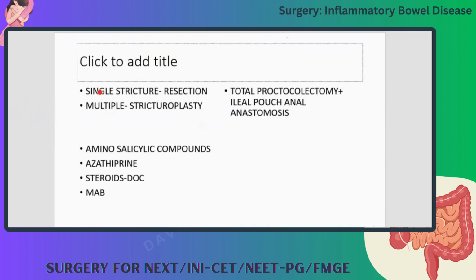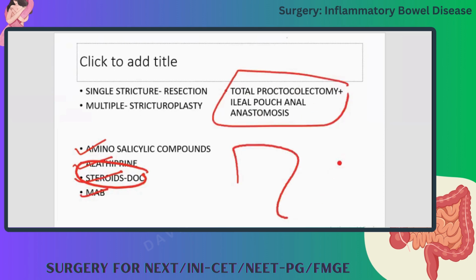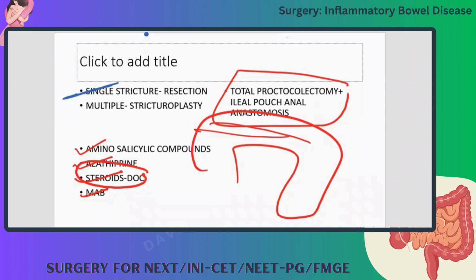For treatment, you can give medical management: aminosalicylic compounds, azathioprine, steroids, or monoclonal antibodies. Steroid is the drug of choice for Crohn's disease. But in ulcerative colitis, you have to remove the whole large bowel, because there is no sparing. Total proctocolectomy: large bowel along with the rectum, and ileum is left behind. You have to do ileoanal anastomosis. This is for ulcerative colitis. Whereas in Crohn's disease, you can't take it out because multiple skip lesions will be recurring. So just do a stricturoplasty whenever there is a stricture.